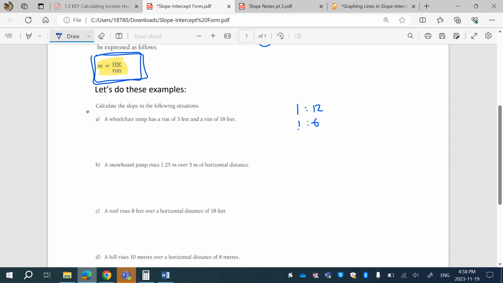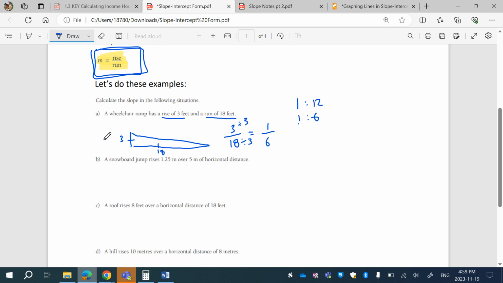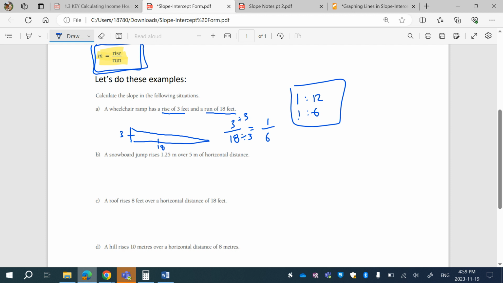So it has a rise. Let's answer the question. A rise of 3 feet and a run of 18 feet. So it's going to look something like this: a rise of 3, a run of 18. If we put the rise over the run, it'd be 3 over 18. And now we should reduce it. I know that 3 can go into 3 and into 18, so I'm going to divide the top and bottom by 3. So we get 1 over 6. That's the slope of our wheelchair ramp, which is not, as I said, regulation.